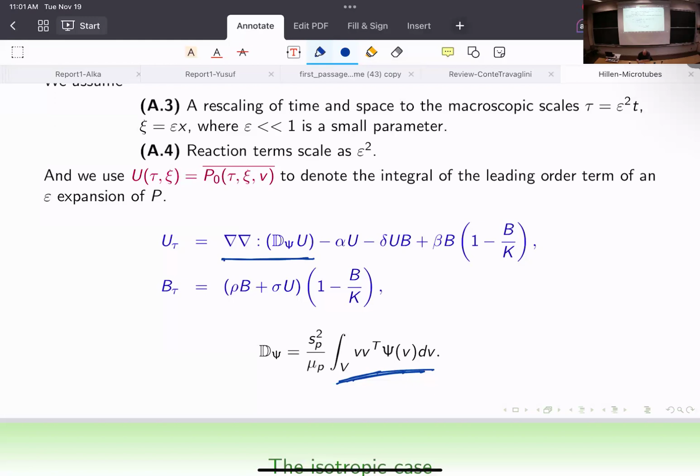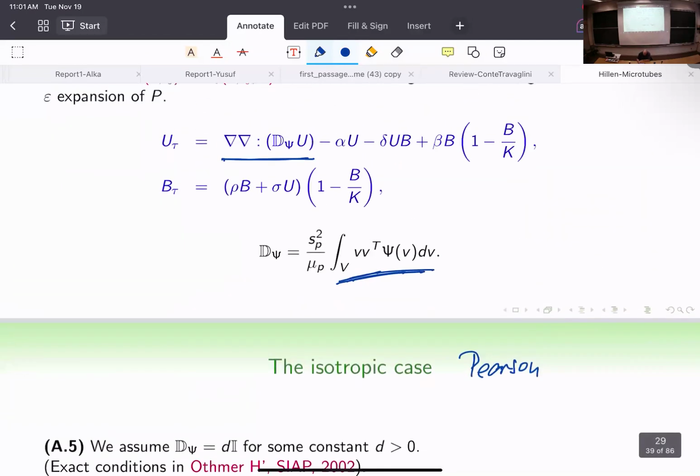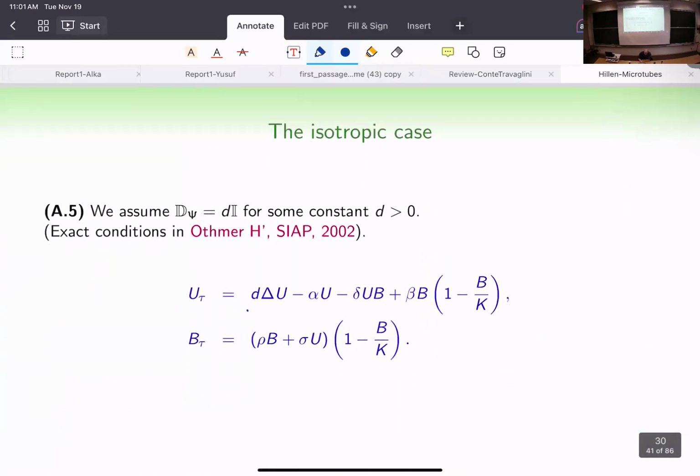Okay. In the isotropic case, so for example, for the Pearson walk, this diffusion tensor becomes the identity matrix, and we get a scalar thing. So we just get the d Laplace u, as I've shown you earlier. Nice. So this comes together really nicely.